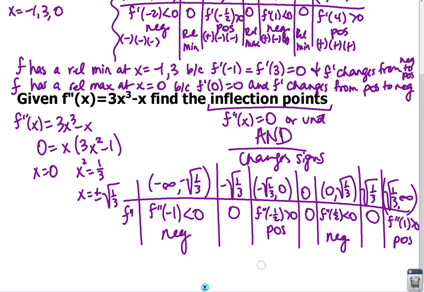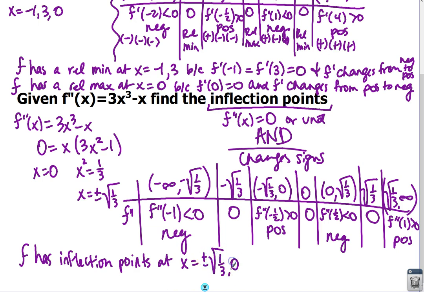Okay, so I have points of inflection at, I'm going to clean this up just a smidge. OCD's come into play. So, find the inflection point. So f has inflection points at x equals plus and minus root 1/3, comma 0. This is understood that it's both positive and negative root 1/3 because f double prime is equal to 0 and changes sign.